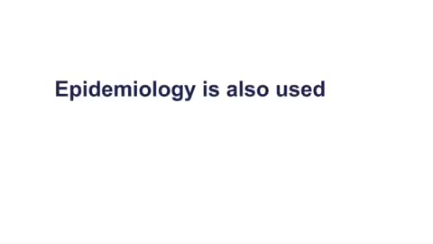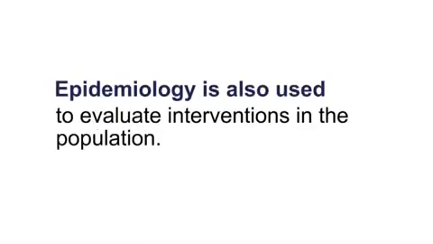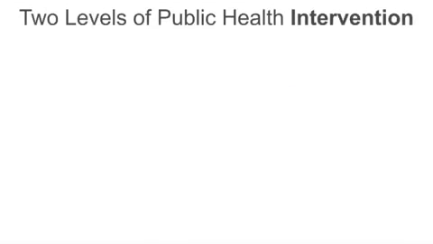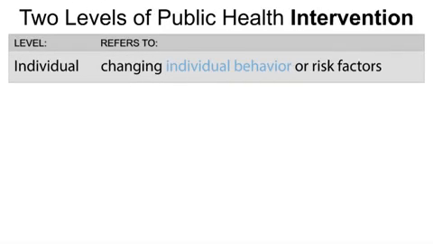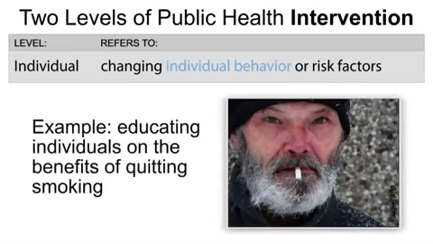Epidemiology is also used to evaluate interventions in the population. Public health interventions can occur at 2 levels, individual or structural. Individual interventions focus on changing individual risk factors or behavior. Individual intervention approaches rely on the assumption that people have the autonomy and capacity to make choices and then follow through on their choices. An example of an individual intervention might be educating individuals on the health benefits of quitting smoking.